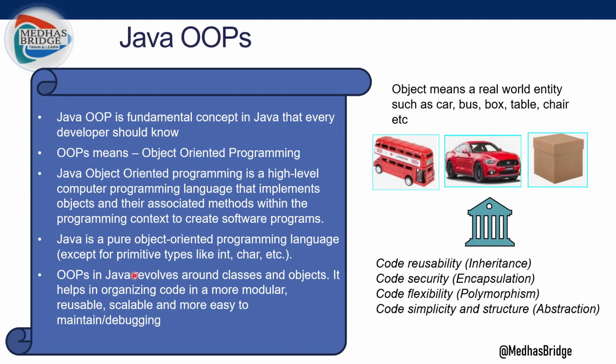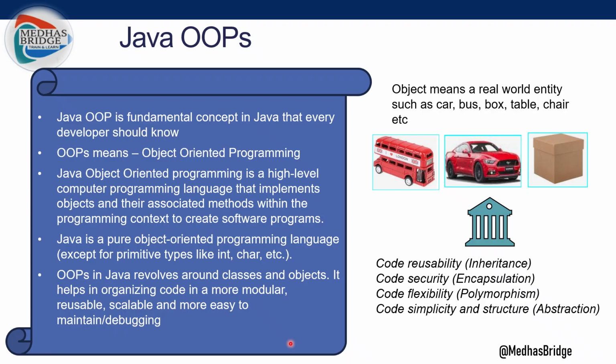Java is a pure object-oriented programming language except for primitive types like int, char, float, double, boolean, byte, long, etc. OOPS in Java revolves around the classes and its objects. It helps in organizing code in a more modular, reusable, scalable way, and makes it easier to maintain and debug.